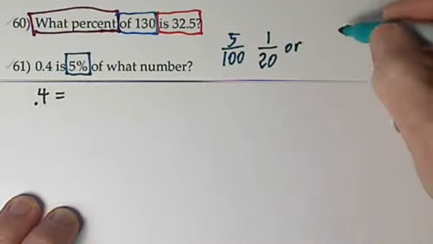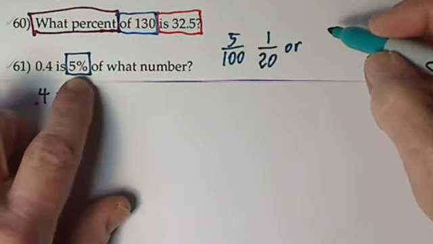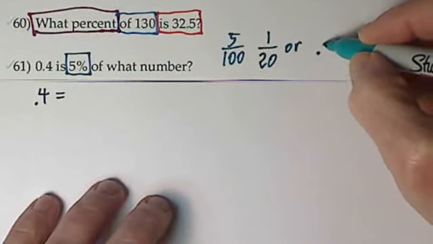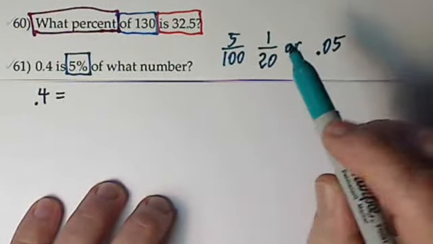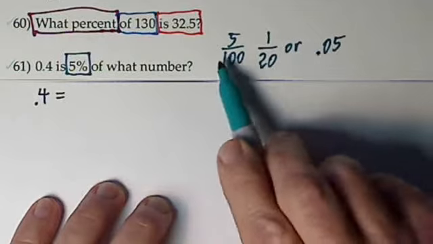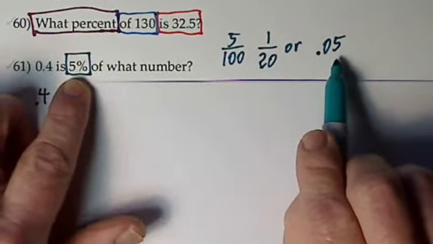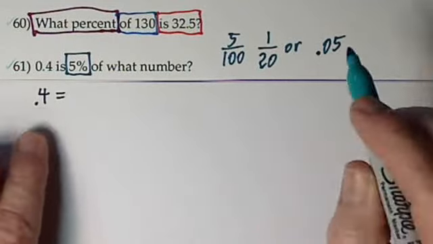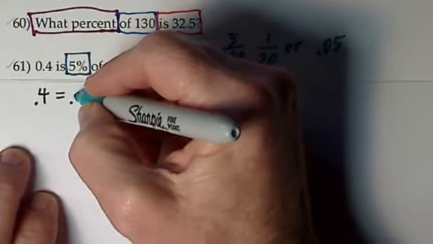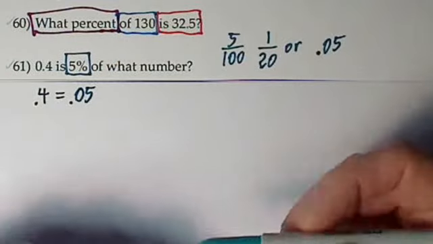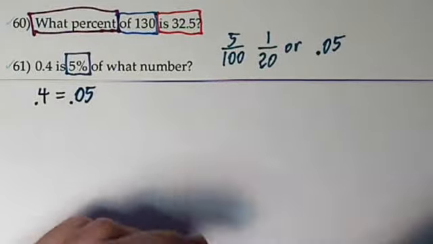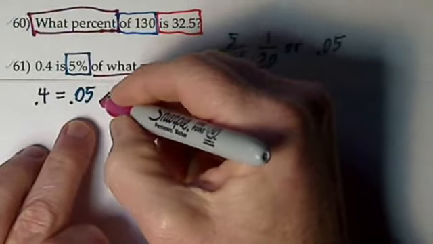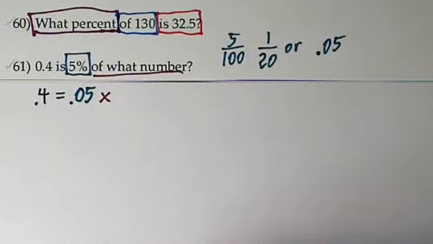Or I could move the decimal. If you get rid of the percent sign, the decimal goes away 2 places. So any one of these 3 means the same thing as 5%. Okay, I would choose either this or this for solving it since we already have a decimal here. 0.05 is the winner. Okay, and then of what number? That's just going to mean times x. Okay, times some number.